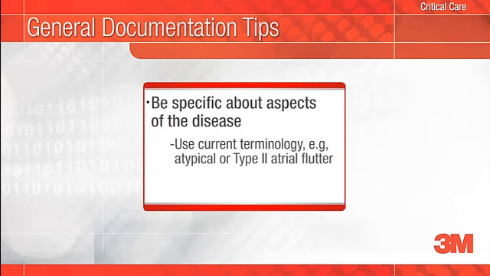Think about the most current terminology to describe a condition or different aspects of the disease. For example, paroxysmal versus persistent atrial fibrillation, or typical or type 1 versus atypical or type 2 atrial flutter, or systolic versus diastolic heart failure, or both.